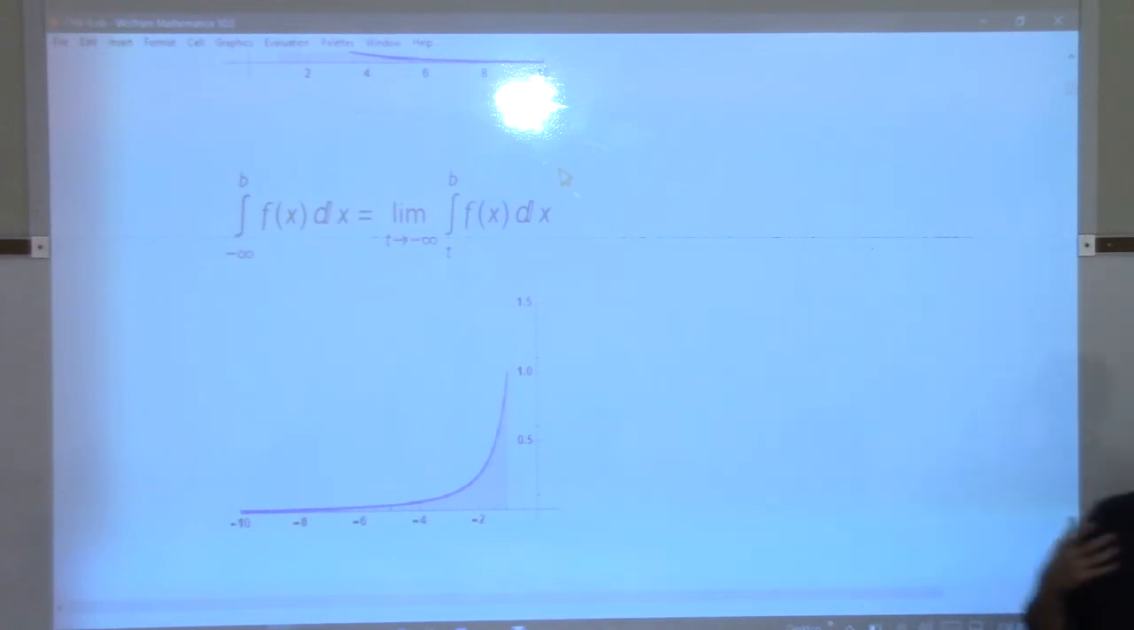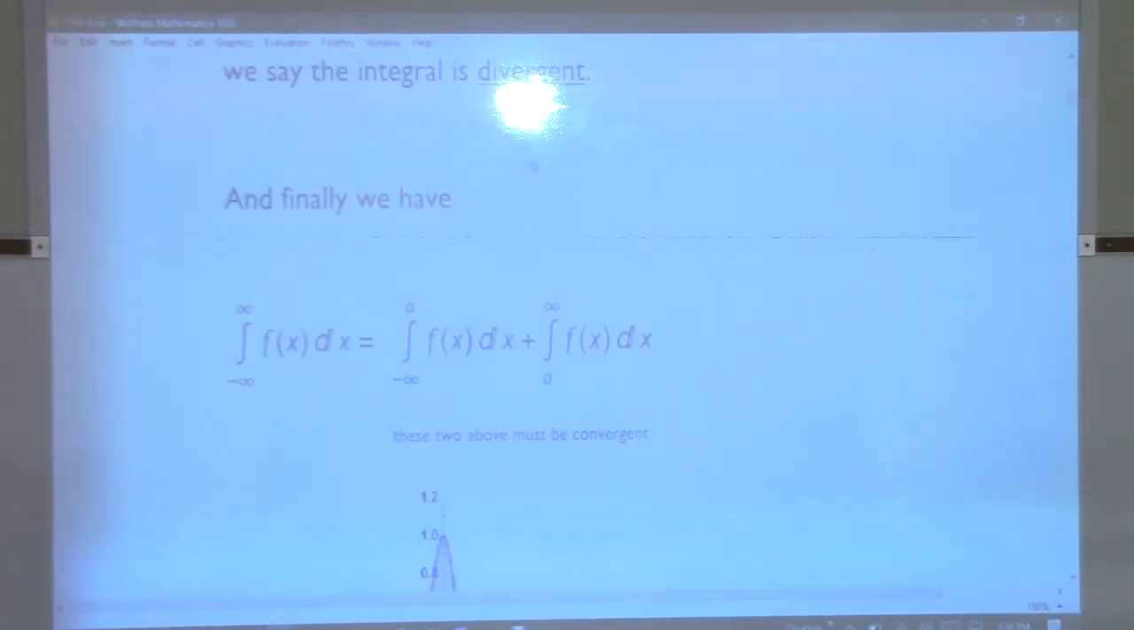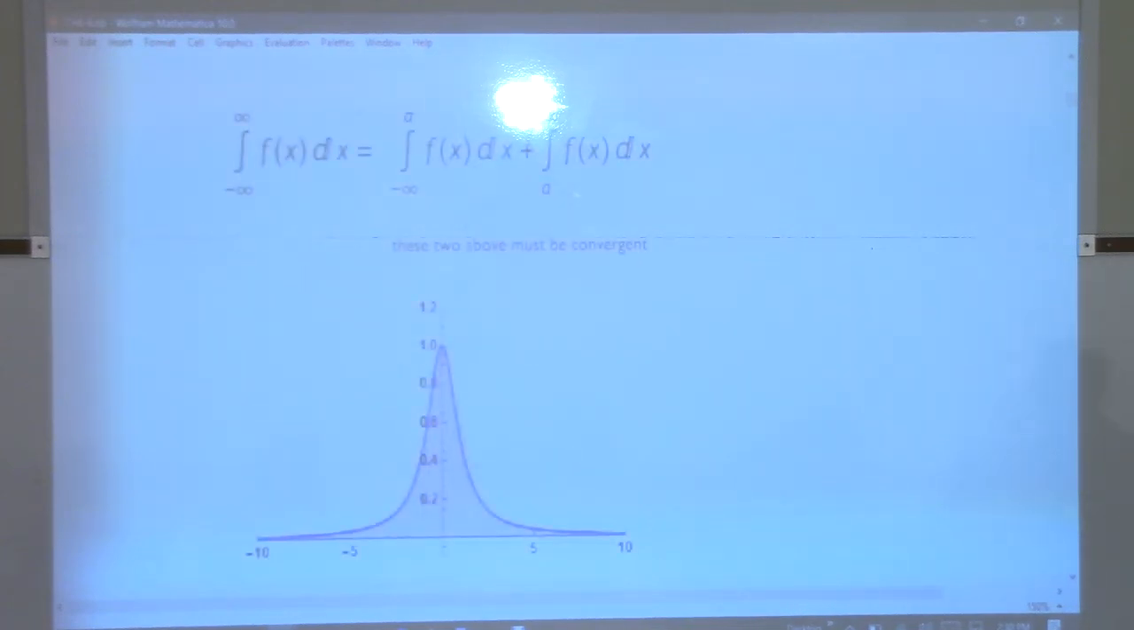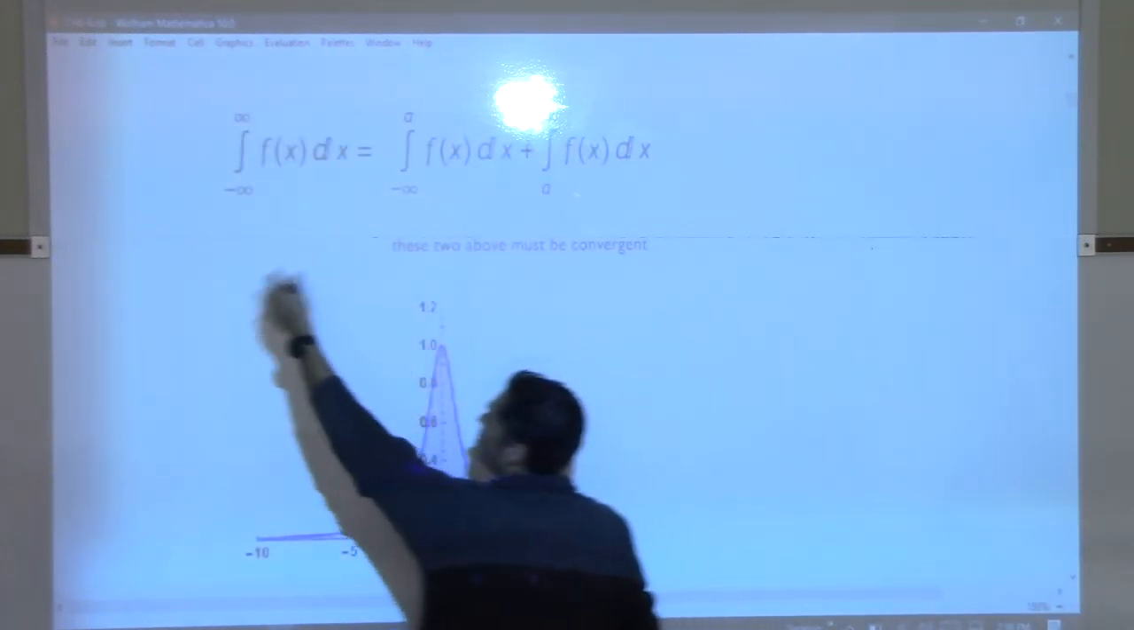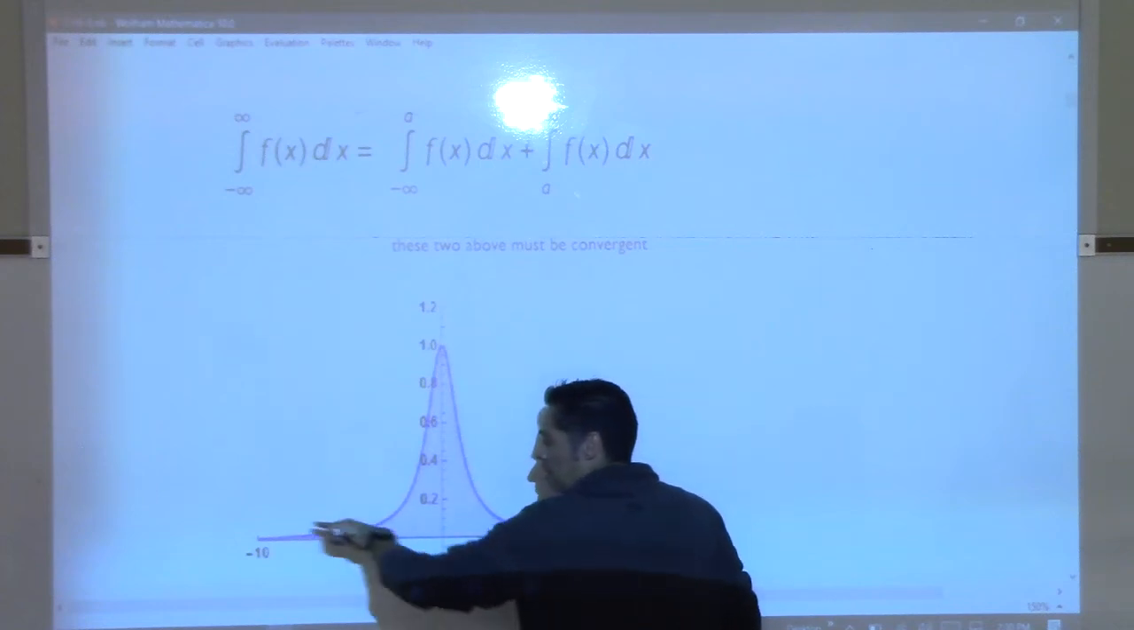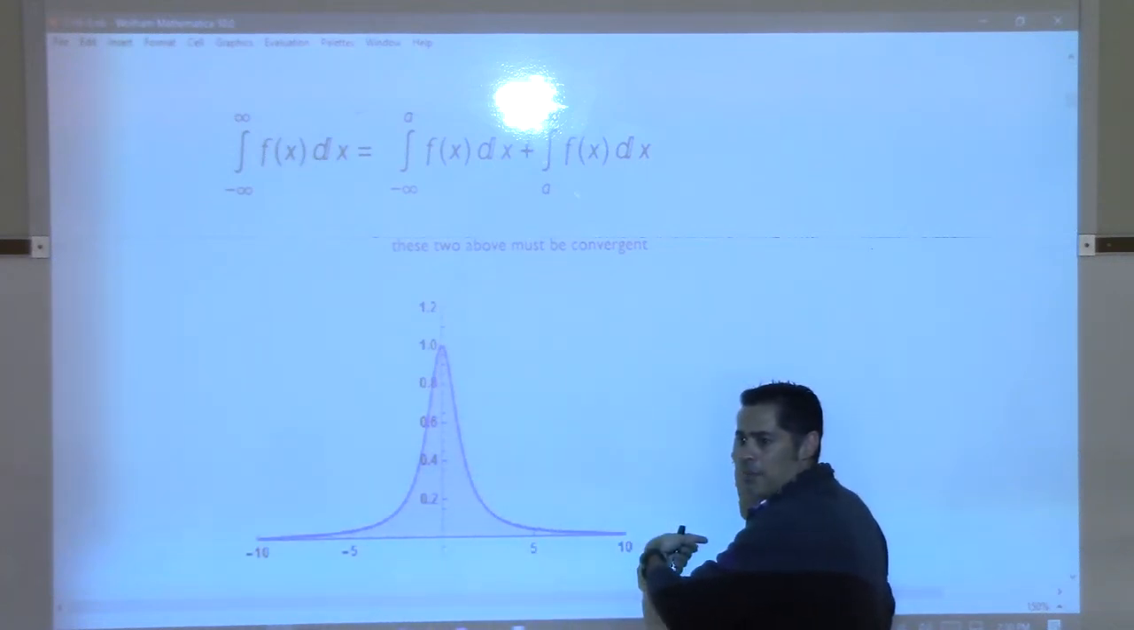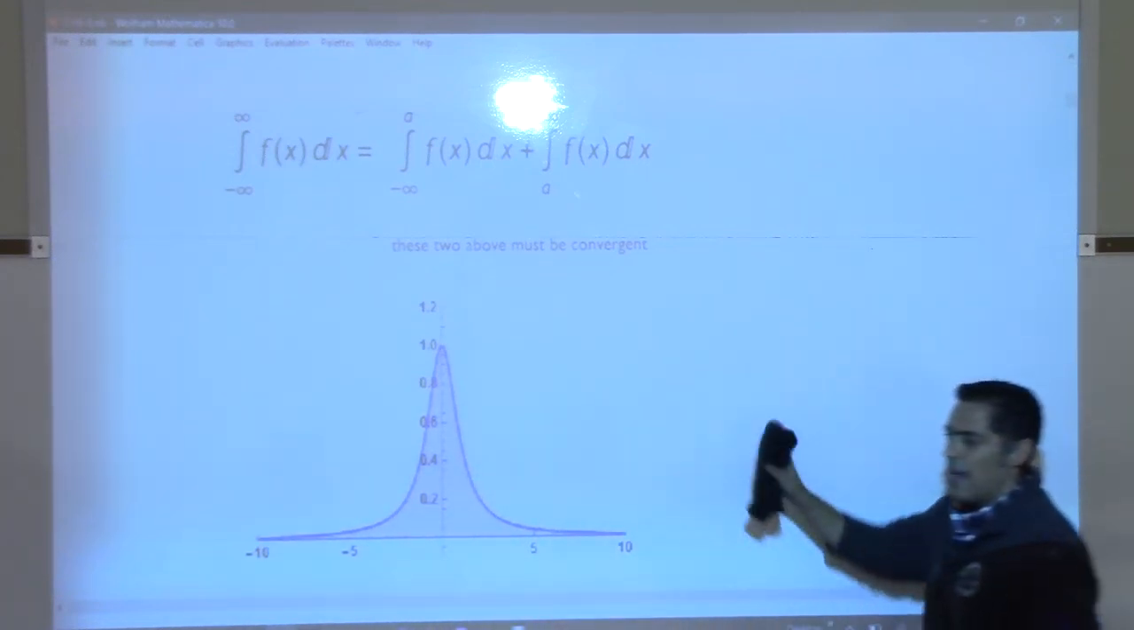And then you have the possibility of going out both directions. That would be something like this, going from negative infinity to infinity. That means you go out that way, you never stop. You go out this way, you never stop. So we try and find the area underneath that.